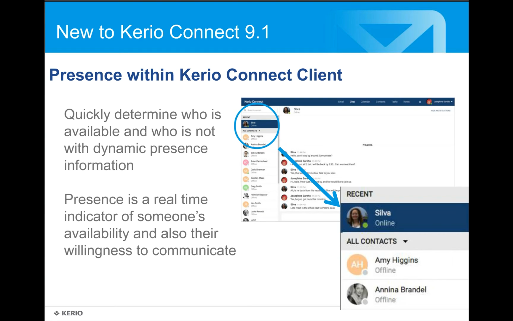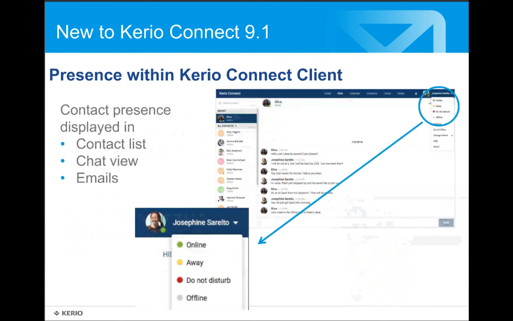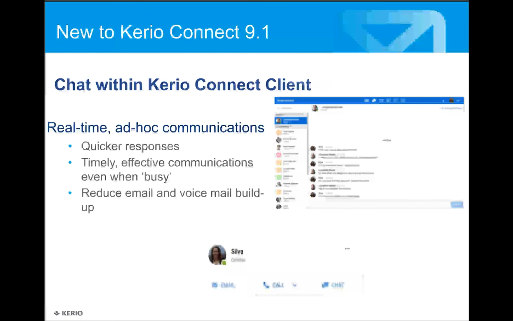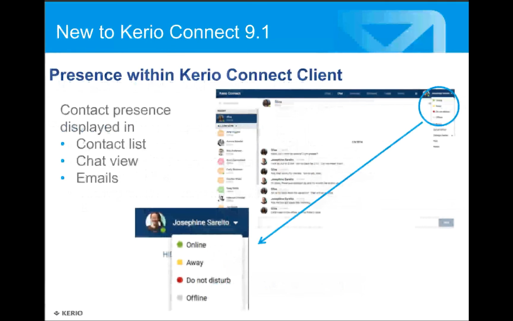So first, you can see the presence status of other people in your contact list, like I'm showing here. And then also you have some control over your own presence status too. By default, Kerio Connect will see that you're online or offline and display your presence status appropriately.